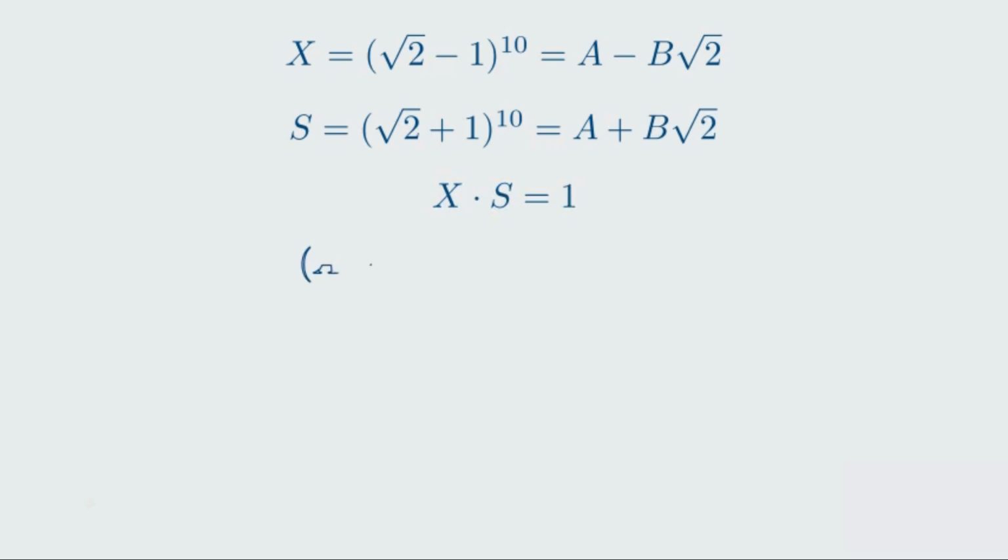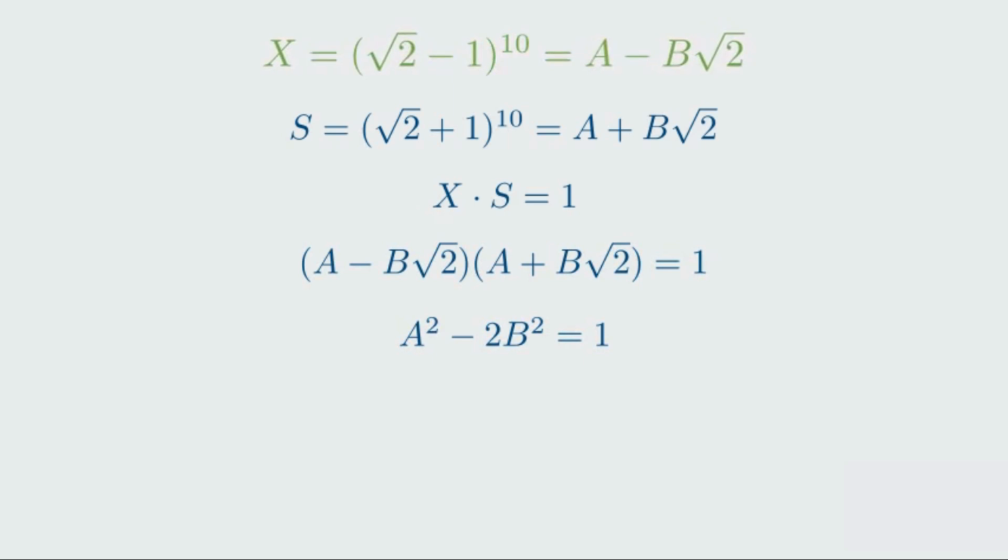Substituting our expressions for x and s, we get the product of two conjugates, (a − b√2) times (a + b√2). Using the difference of squares rule, this product is a squared minus 2 times b squared. So, we have a very clean result, that a squared minus 2b squared equals 1. This is a powerful relationship between a and b, the parts of our answer. Our final answer for the expression (√2 − 1)^10 will be a minus b√2.